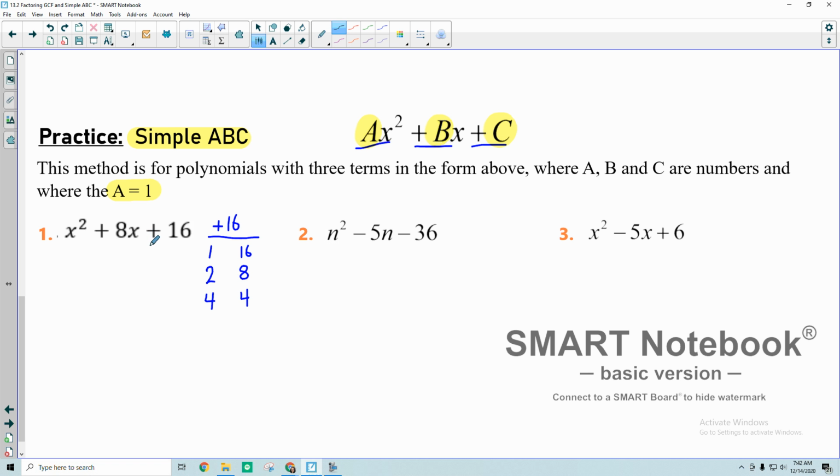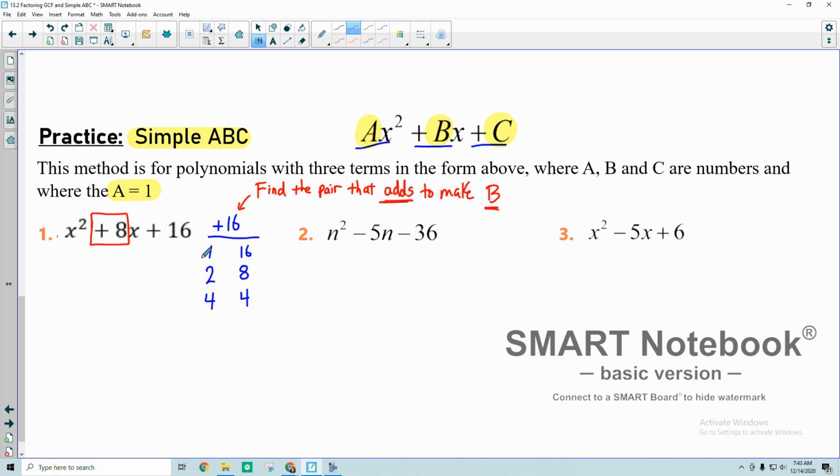Cool. So now that I have all of my pairs here, this is the next thing I'm going to do. I need to find the pair, because these are all pairs. Pairs come in 2. Find the pair that adds, really crucial, that adds to make B, or the number that's in place for B. So in this problem, the number that's in place for B is positive 8.